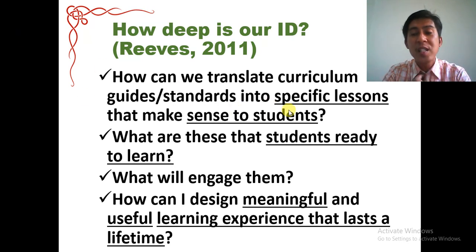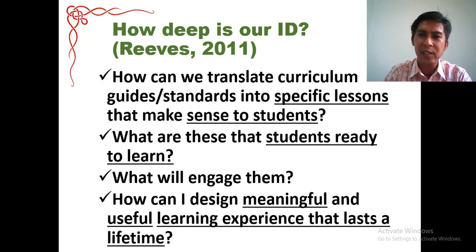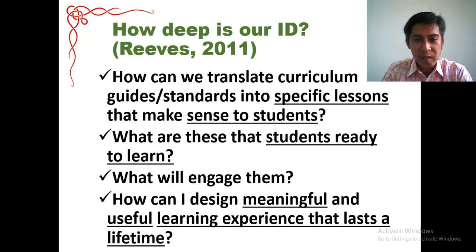We cannot just give the CMO to the student. We cannot just give our course outlines to the students. These days, they can't understand the details, the specific outlines there. You'll just say, you lecture here, there. They can't understand. It should be specific lessons. What are these that students are ready to learn?